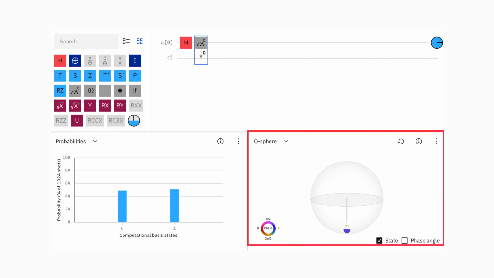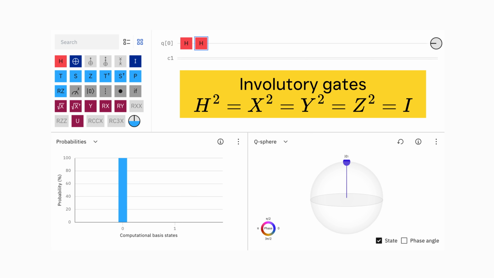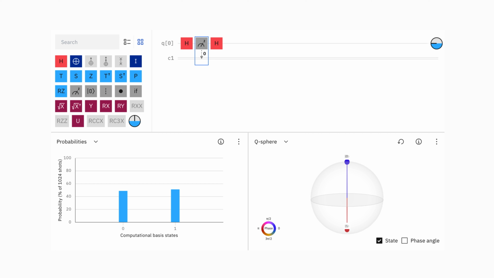1. Now, what will happen if we perform 2 Hadamard gates in sequence? The answer is nothing. This is because the Hadamard gate, as well as the Pauli X, Y, and Z gates, are a special type of gate called involutory, meaning that the square of these gates is the identity matrix, which basically does nothing to a qubit. But this doesn't work if in the middle of the 2 Hadamards we measure the qubit. As we said before, when we measure the qubit, it collapses to a specific state, and hence the superposition created by the Hadamard gate is broken.